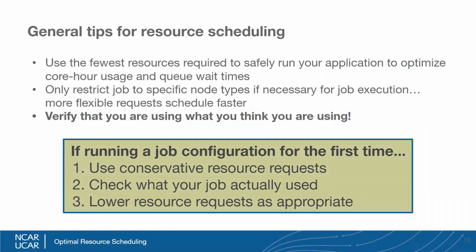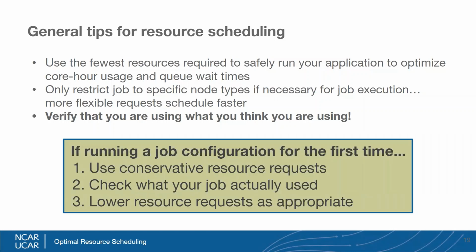So if you're running a job configuration for the first time, like let's say I have this workflow or this application or a machine learning task, and I've never run it before, think conservatively about your resource requests, because you don't want the job to fail because you run out of memory, or you don't have enough CPUs. So be a little conservative the first time you run it.